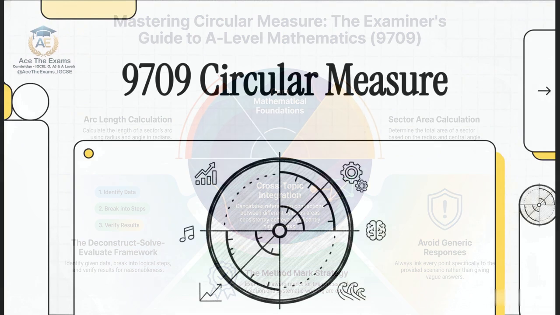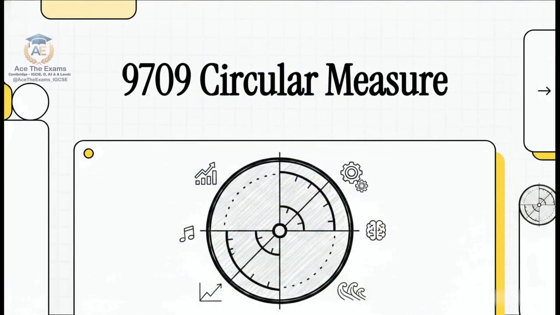Today, we are completely demystifying Cambridge AS and A-level mathematics, specifically zooming in on syllabus code 9709. Our core objective for this explainer is simple. We are going to transform your approach from anxious test-taking to calm, calculated mastery.